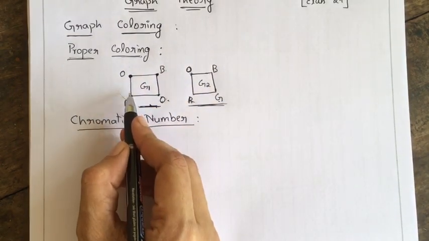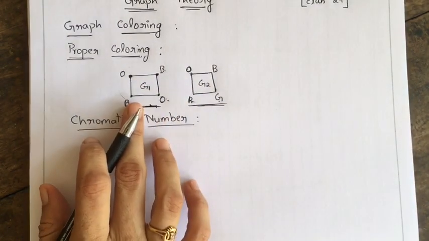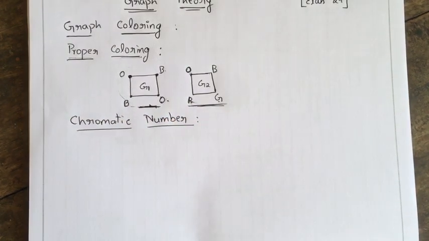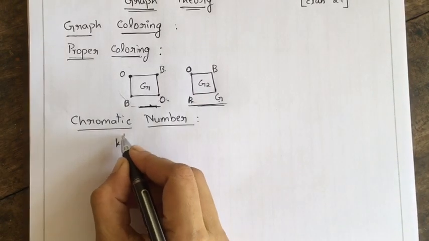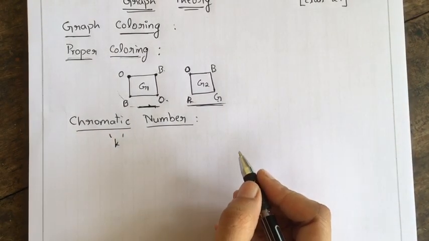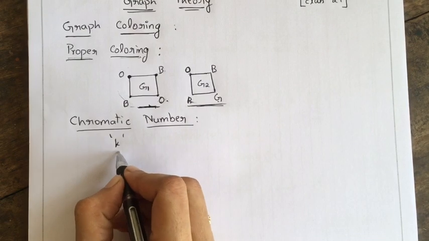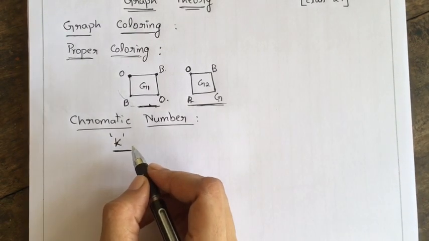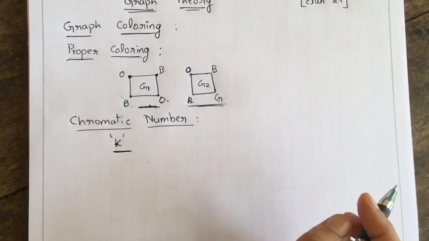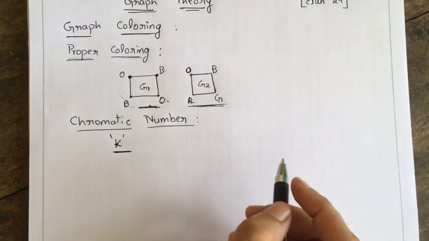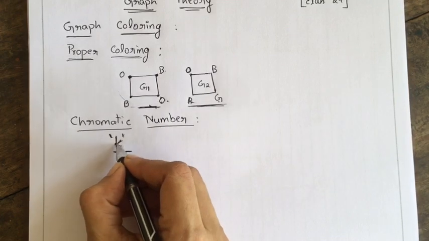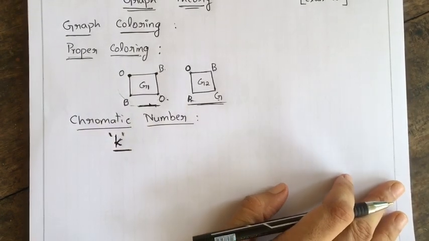When I consider this graph, it is properly colored with two colors. A graph G that requires K different colors for its proper coloring and no fewer than K colors is said to have chromatic number K, and the chromatic number is denoted by K.